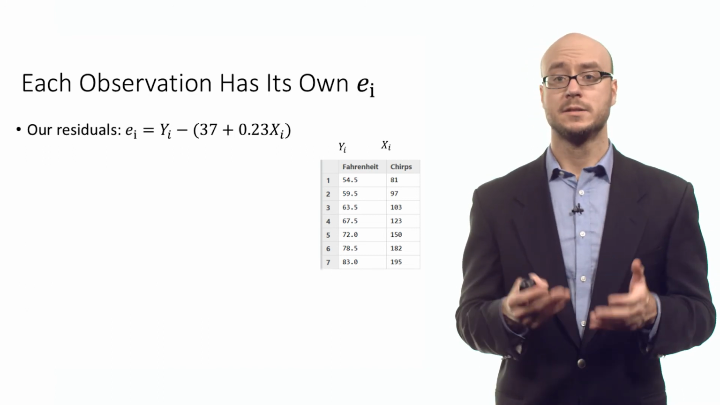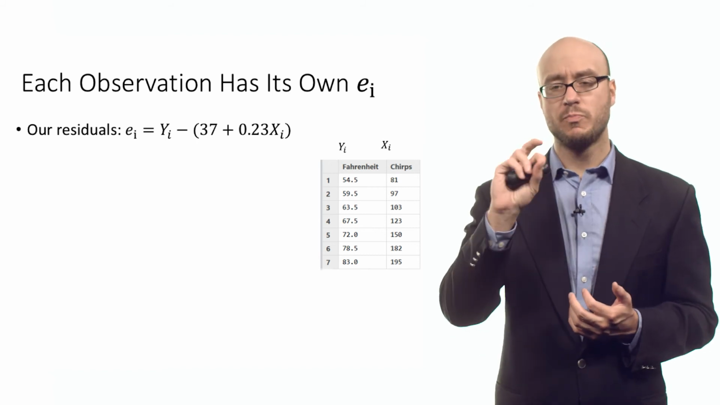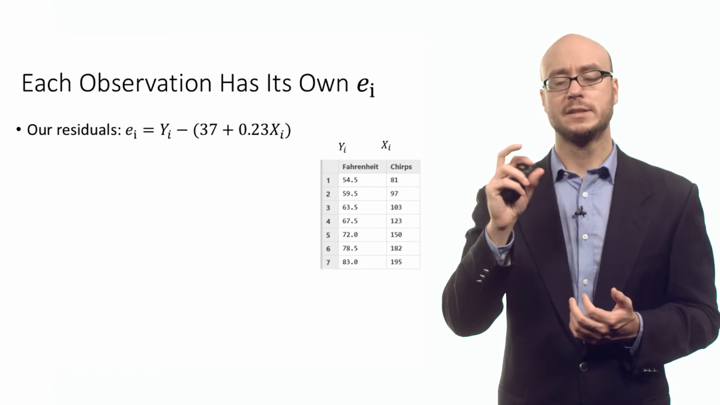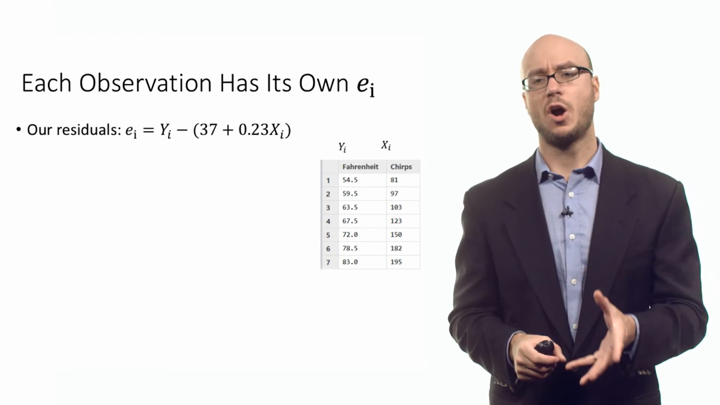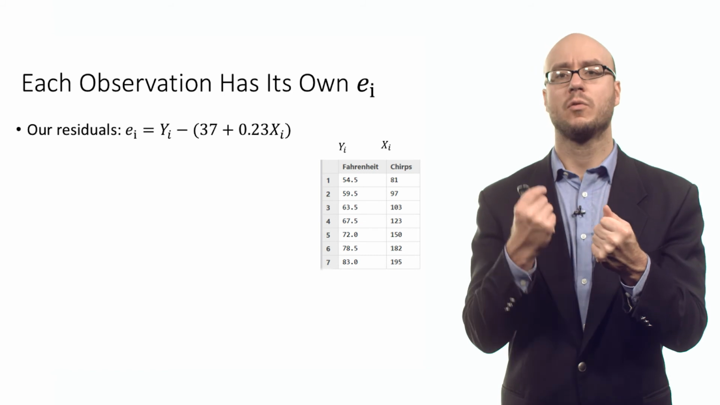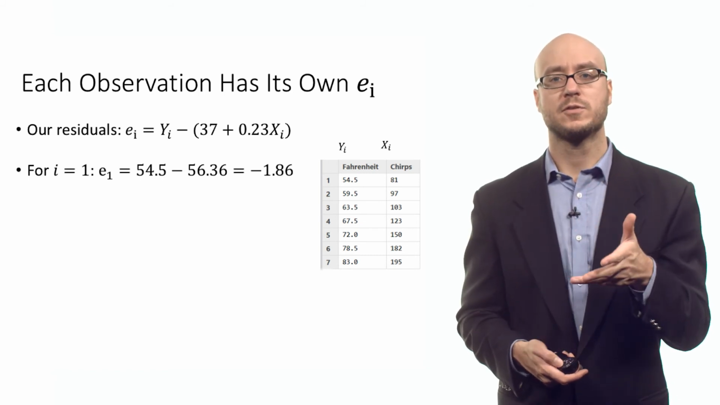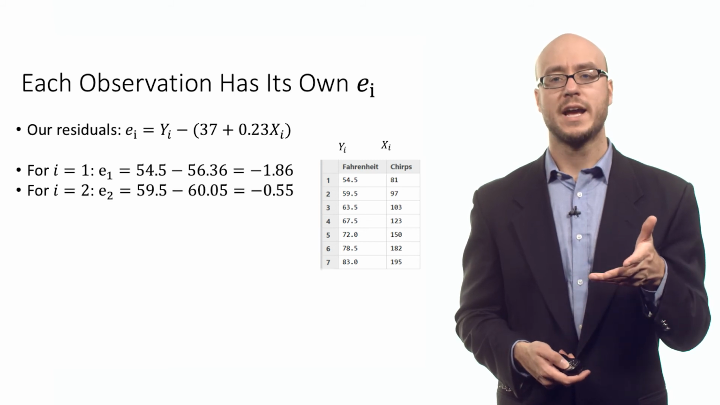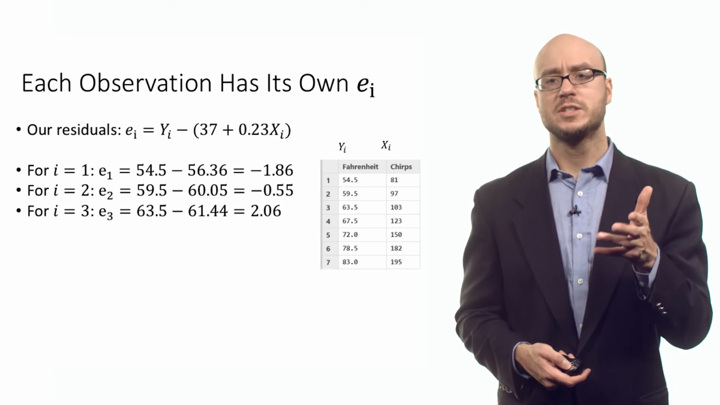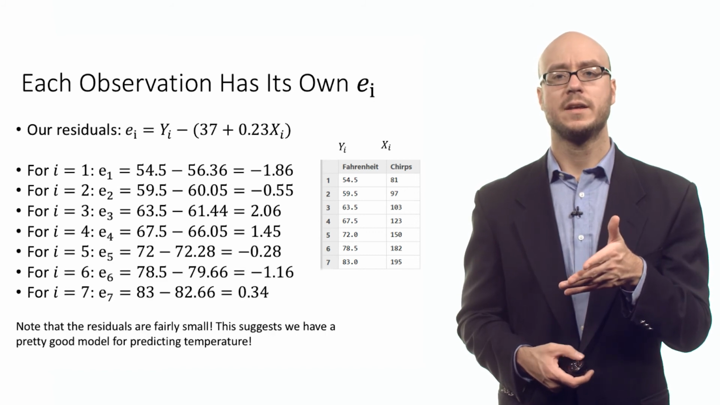In a similar way, each observational unit has its own error or residual. Each data point is off by a little amount. Our residuals are simply the raw values of our outcome minus the y hat, the fitted or predicted value. So for i equals 1, the first row, we have a residual of negative 1.86. And we can see that some residuals are negative, some are positive, and they really differ.